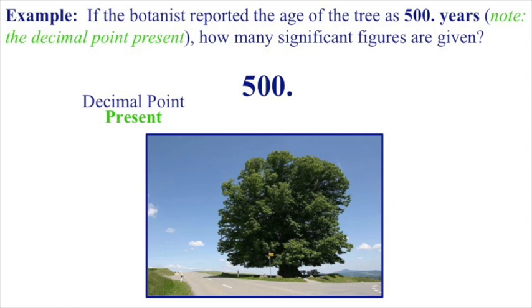If the decimal point is present, starting from the left, count all numbers including zeros, beginning with the first non-zero number. We'll start inspecting each digit from left to right as shown by the arrow. We'll start counting when we get to the first non-zero number. We begin with the 5, then count all numbers including zeros. In this case, the zeros are also significant. Therefore, there are 3 significant figures in this value.